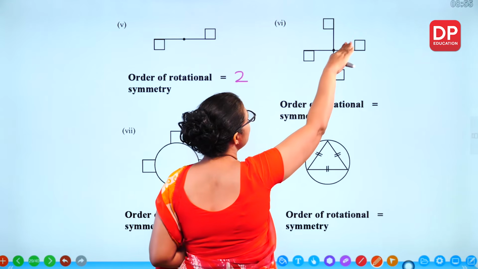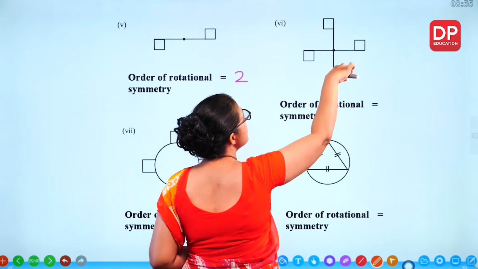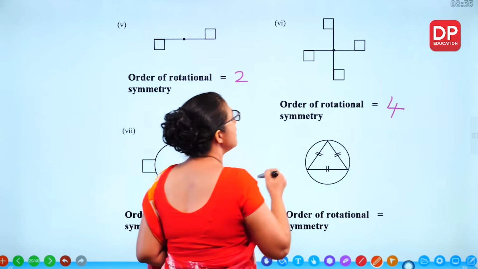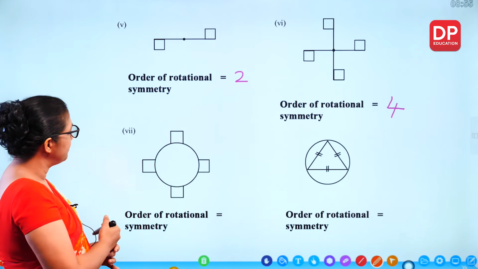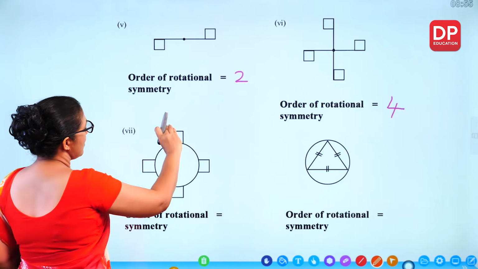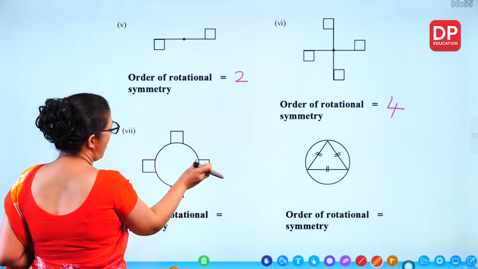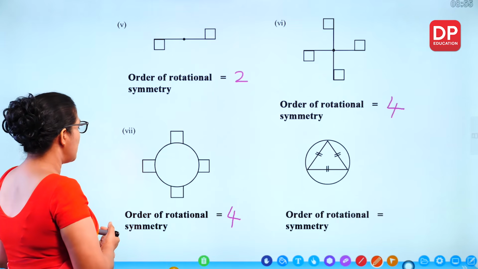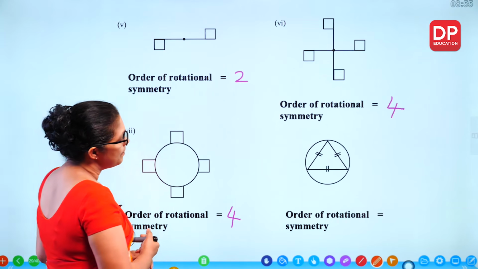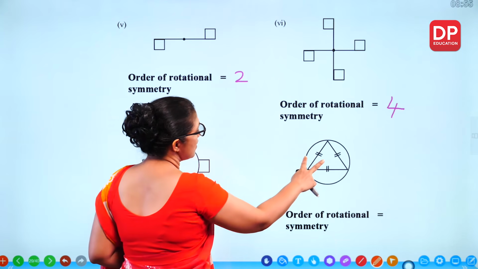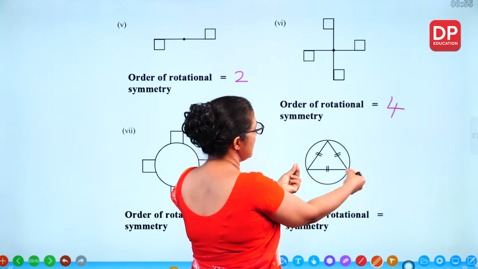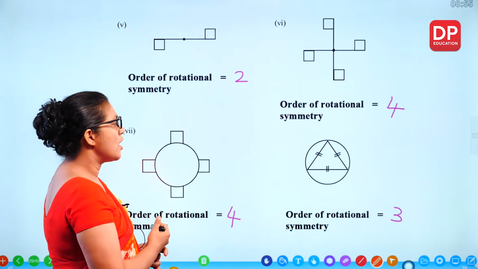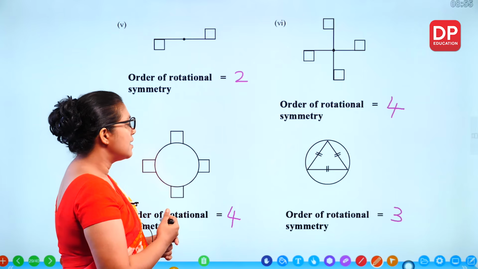This one, you get 90 degrees, 180, 270 and again 360, so 4 is the order of rotational symmetry. This one, this part, here 1, 2, 3, 4. So 4 is the order of rotational symmetry here, and all sides are equal here. So here you get 1, 2, 3. 3 places you get the same shape. So the order of symmetry is 3.